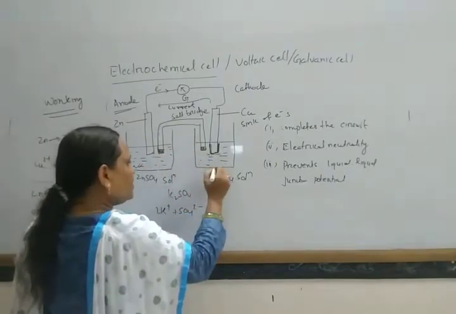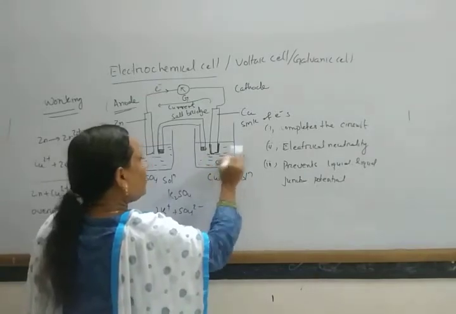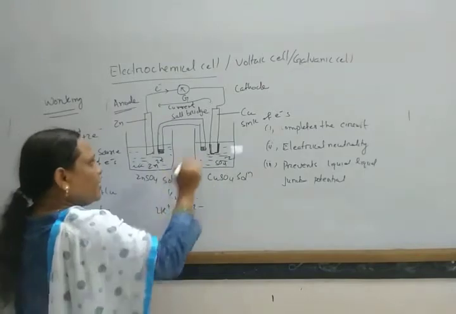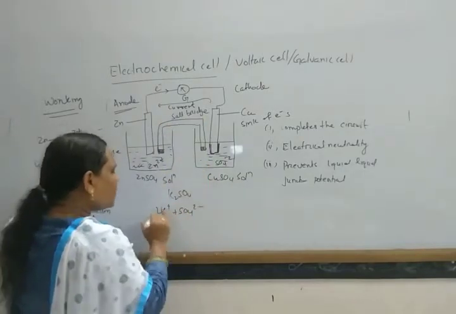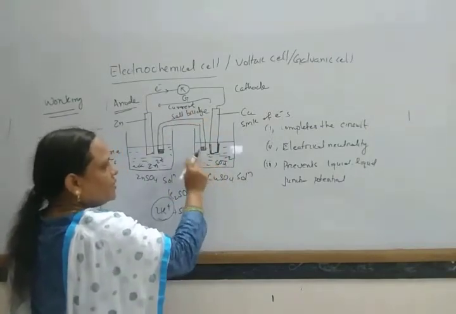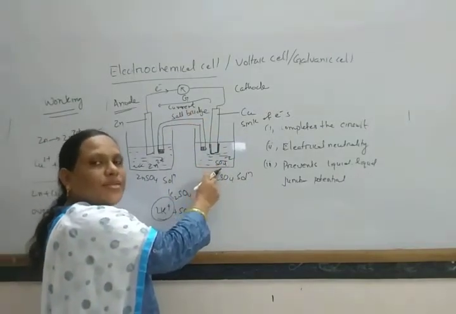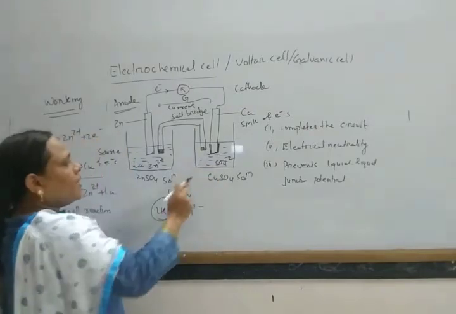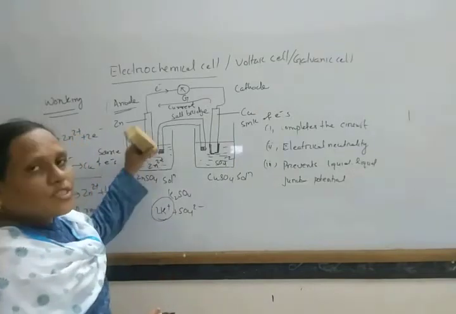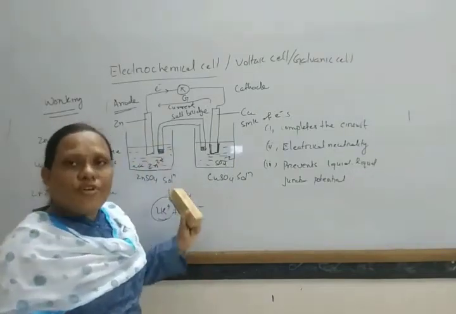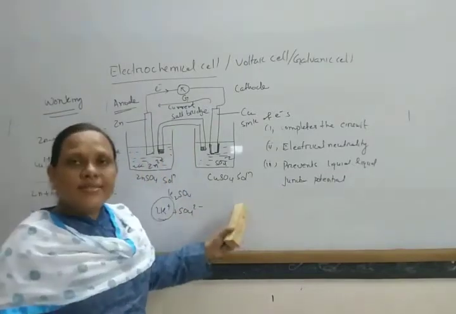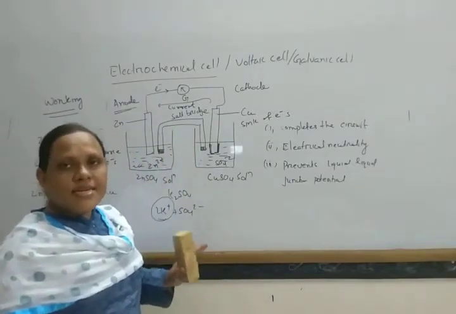Similarly, on the other side it contains more sulfate ions, so the salt bridge diffuses K+ ions towards it. As it diffuses the K+ ions towards it, it also maintains the electrical neutrality, and the flow of ions takes place. So in this way, the salt bridge helps the flow of ions and also maintains the electrical neutrality of the cell.